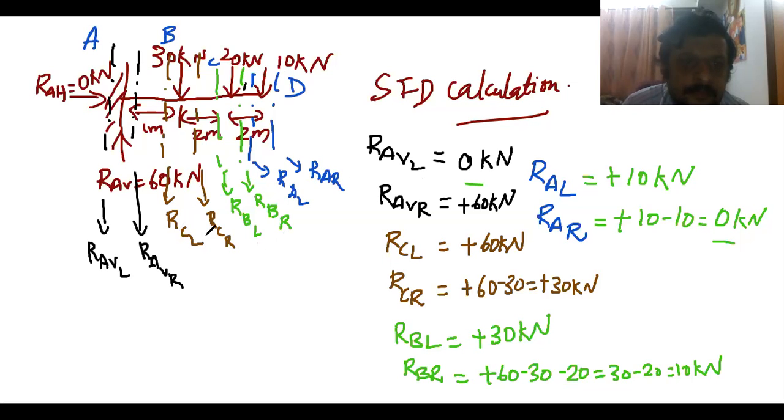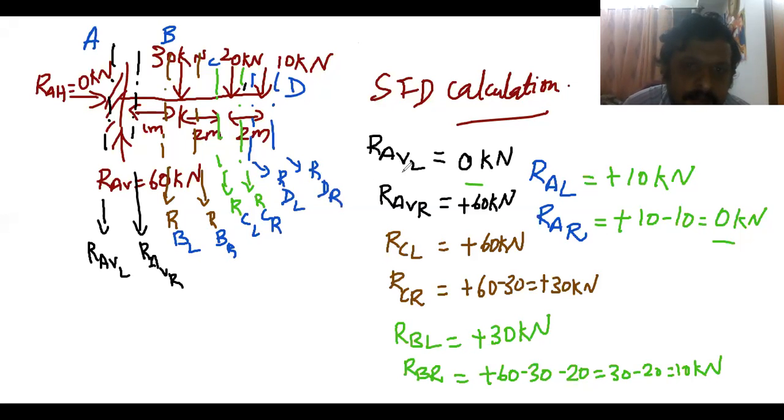So this has to be your B. This is B, and this is your corresponding C, and this is corresponding D. So C left and C right. This will be B left and B right, and this is D left and D right.